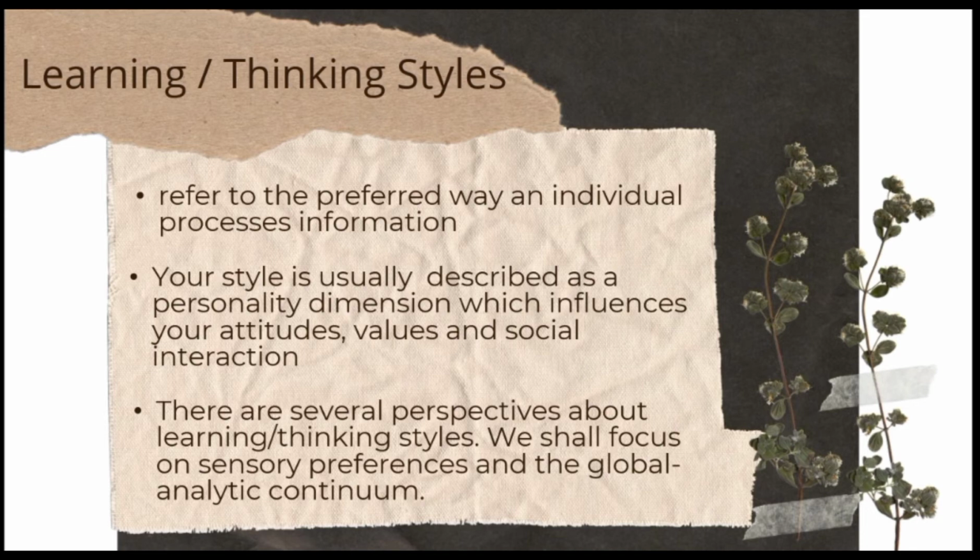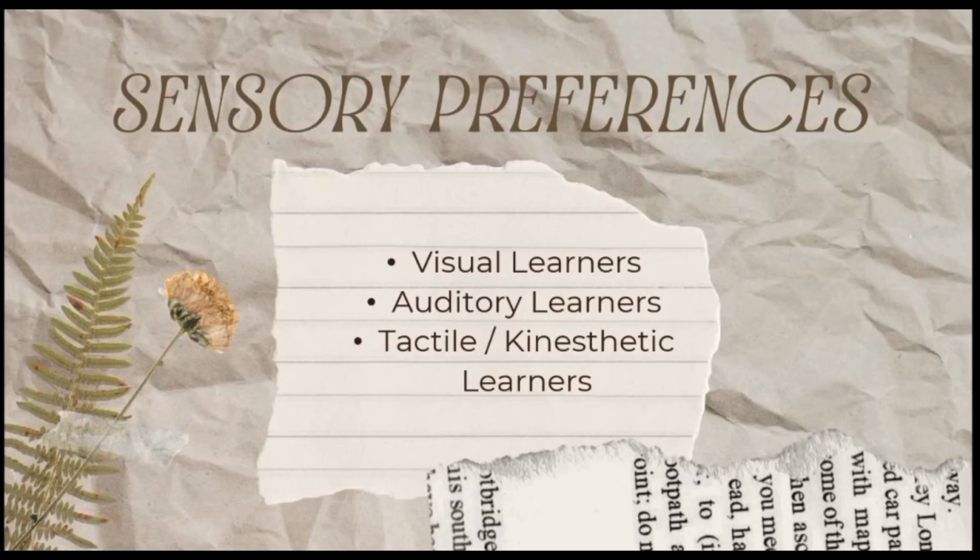There are several perspectives about learning or thinking styles, but we shall focus on sensory preferences and the global analytic continuum. The first one is the sensory preferences. When we say sensory, it is connected with the physical senses of touch, smell, taste, hearing, and sight. In sensory preferences, individuals tend to gravitate toward one or two types of sensory input and maintain a dominance in one of the following types: the visual learners, auditory learners, tactile, and kinesthetic learners.